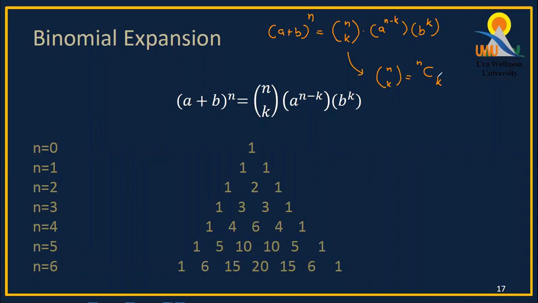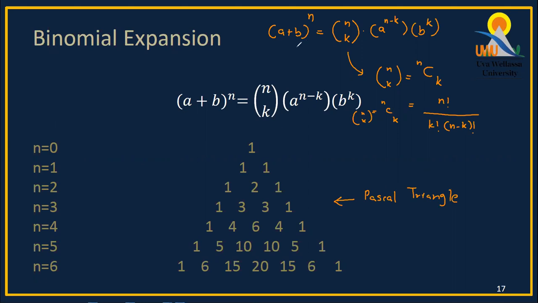If you are using this notation or the notation with brackets, then you can rewrite this as n factorial divided by k factorial into (n minus k) factorial. This is the definition for nCk, or what you are writing as (n k). Using this notation, the answers that we need to obtain for nCk are given in this triangle. This is said to be the Pascal triangle.